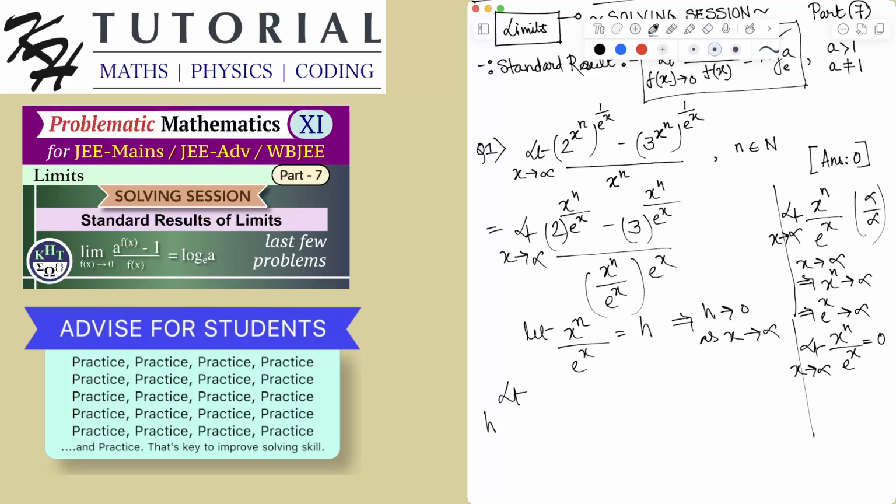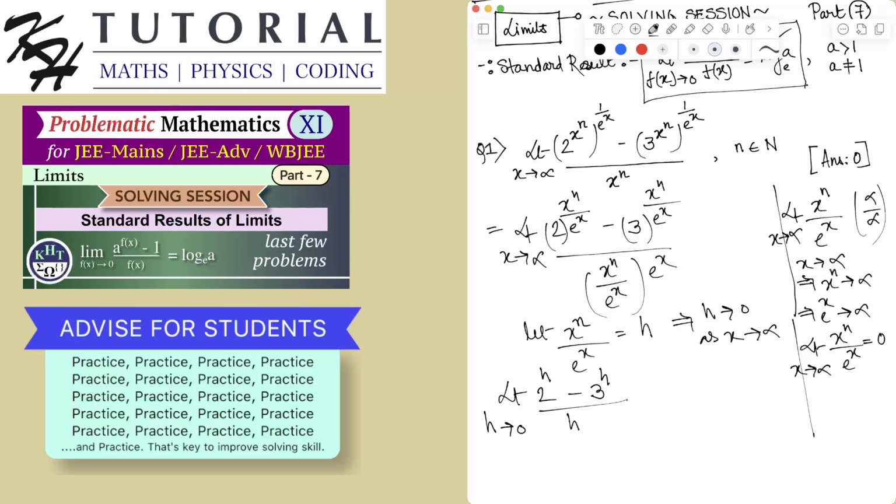So we can write the limit as limit h tends to 0, and then 2 to the power h minus 3 to the power h divided by h and e to the power x. So what will be e to the power x? We are left with e to the power x.